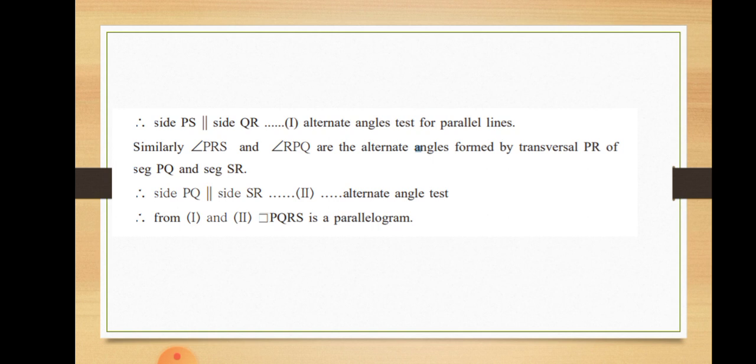Lines are parallel with each other. Hence here what happened? Lines are parallel to each other. That is, side PS is parallel with the side QR. That is the alternate angles test of parallel lines.